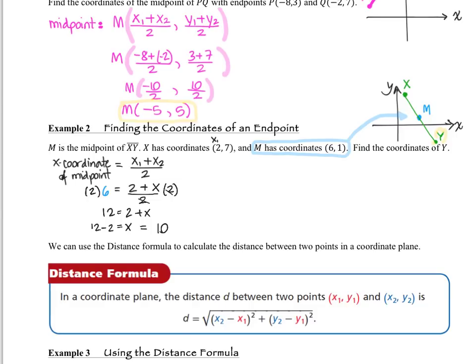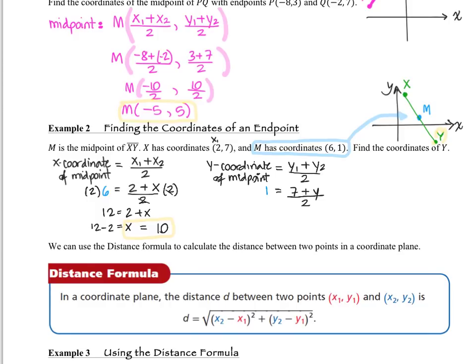All right, we found one. Now we just need to find the y coordinate. We're going to set that up exactly the same way, starting out with our midpoint formula for the y coordinate, and then we're going to plug in. The y coordinate of the midpoint is 1, and then we're going to put in the y coordinate for point X, which is 7, and we're just going to put in a y for the one that we don't know, which is point Y.